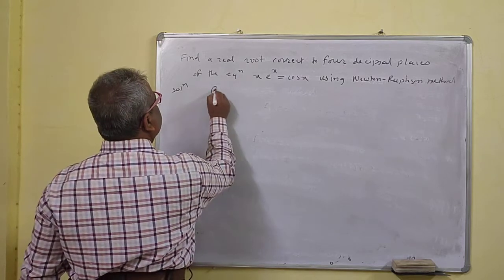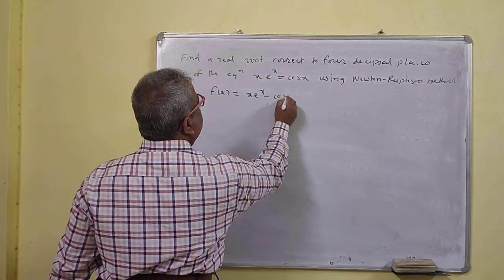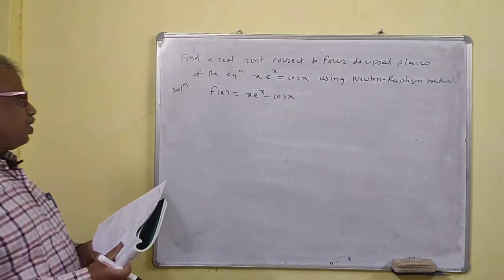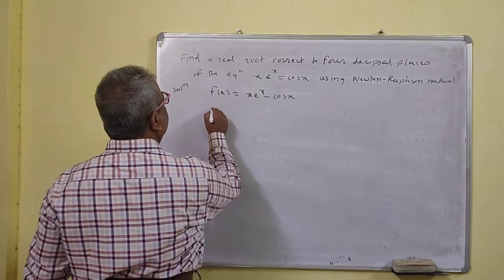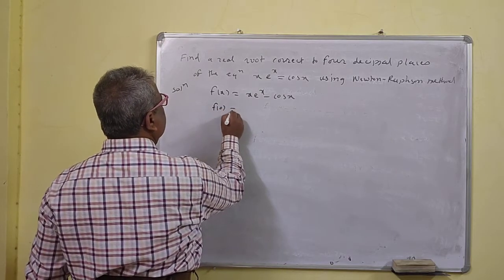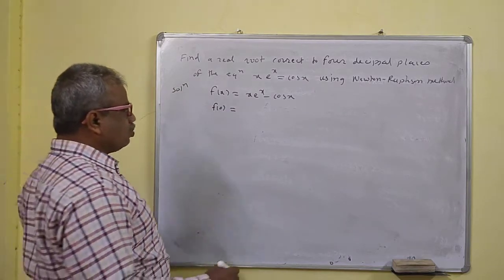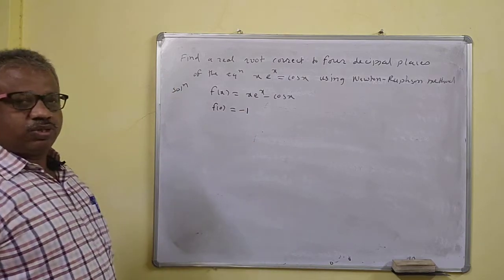So f of x is here x e raised to x minus cos x. Okay, so now scientific calculator is allowed to you. So we'll find f of 0 now. So what is f of 0? F of 0 is minus cos 0. So cos 0 is 1. So this is minus 1. Okay, so this is negative.